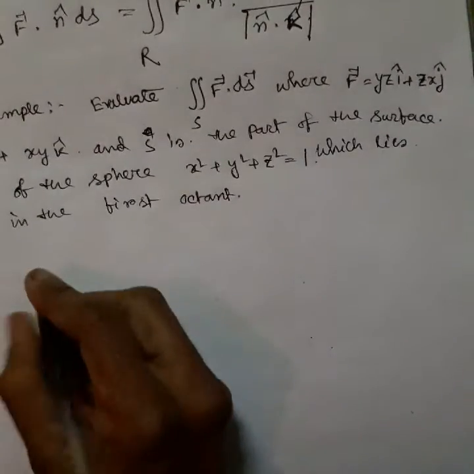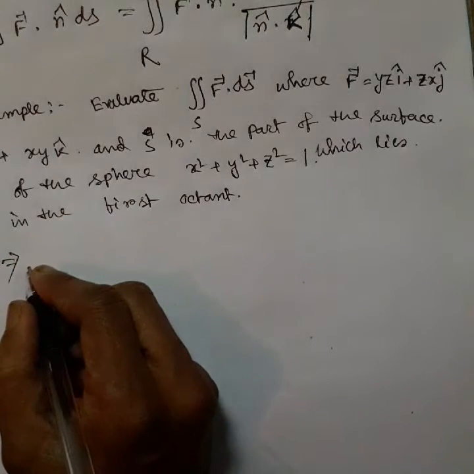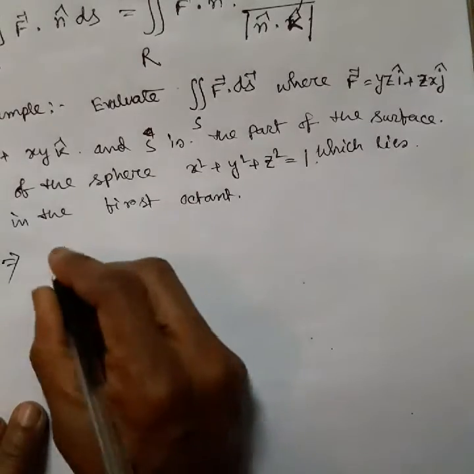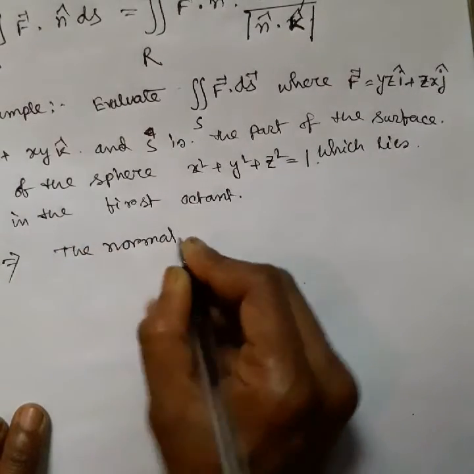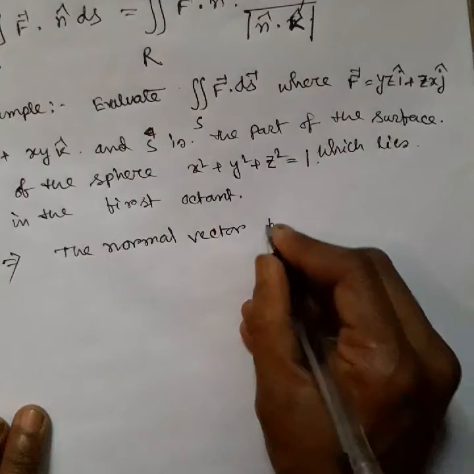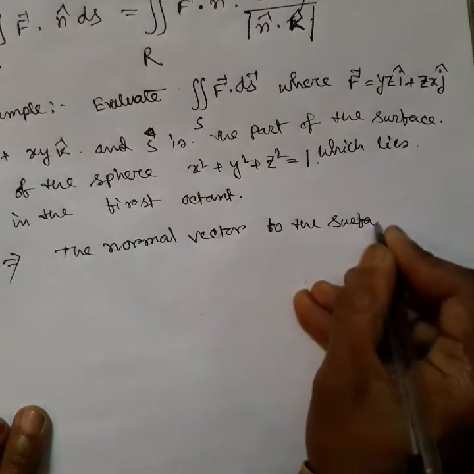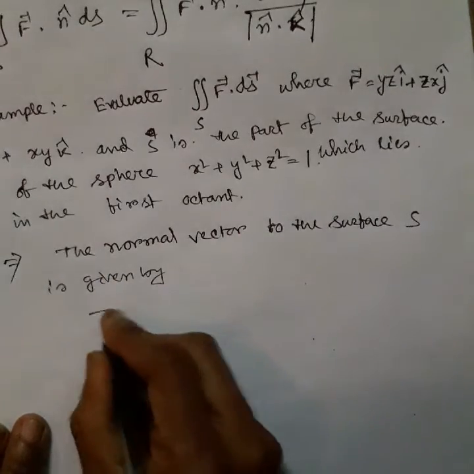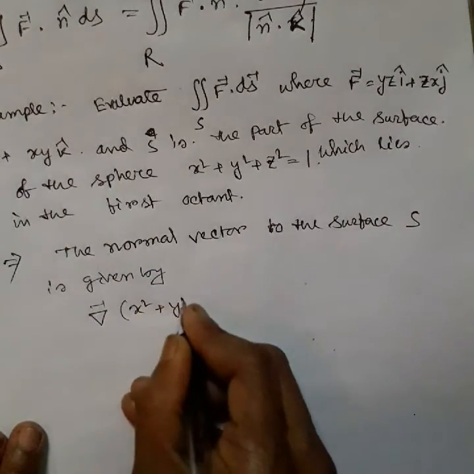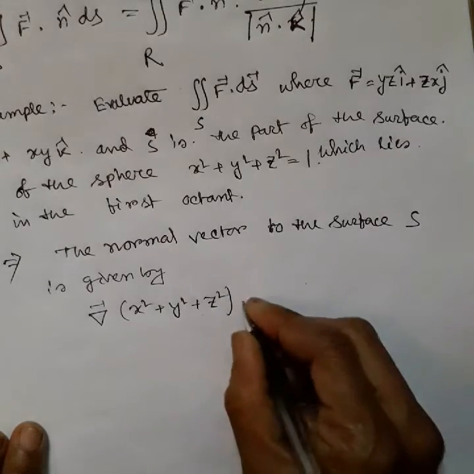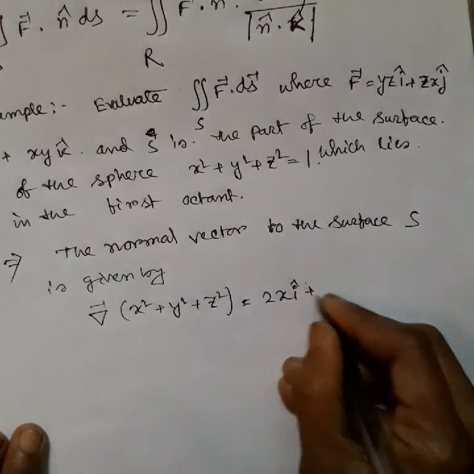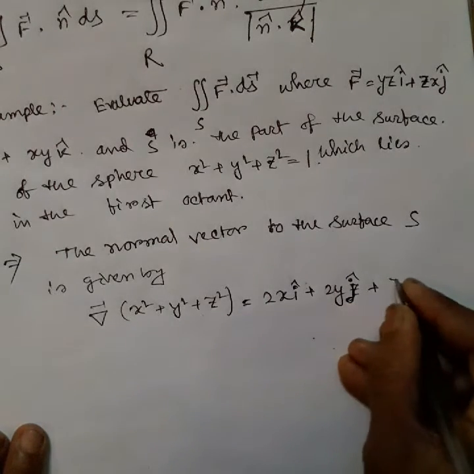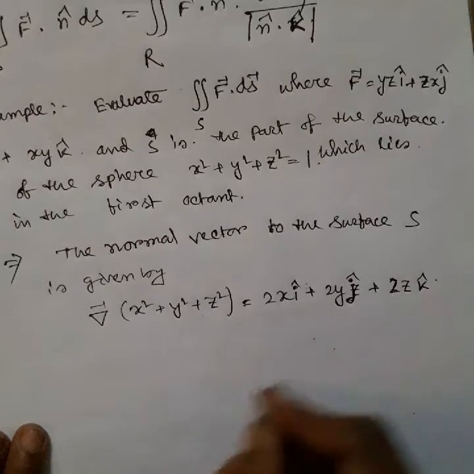Okay, so to solve this, first we have to find out the normal vector of the surface S. Okay, so the normal vector to the surface is given by grad of x square plus y square plus z square. Okay, so this is equal to 2x i cap plus 2y j cap plus 2z k cap.